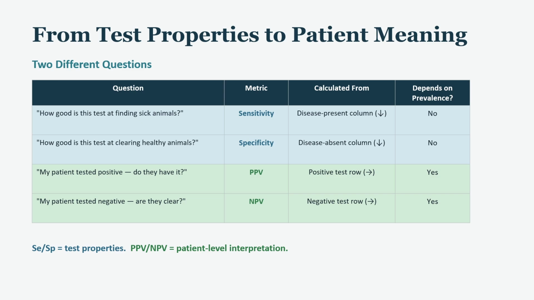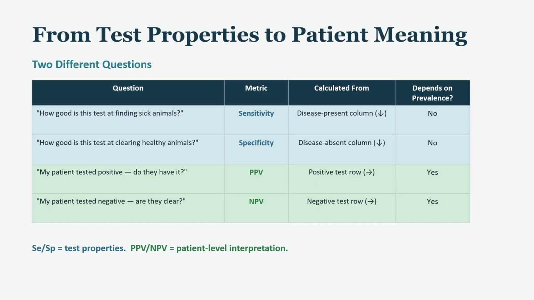Here's the conceptual shift this talk is built around. Sensitivity and specificity answer questions about the test. How well does it perform in sick animals? How well does it perform in healthy animals? They're calculated down the columns of the 2x2 table, and they don't change when you move from one population to another. That's their strength.